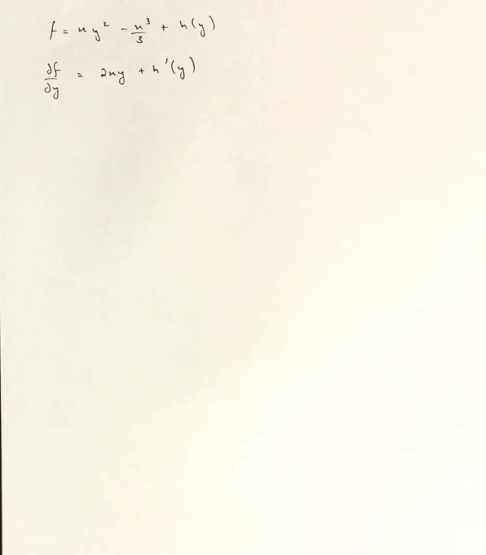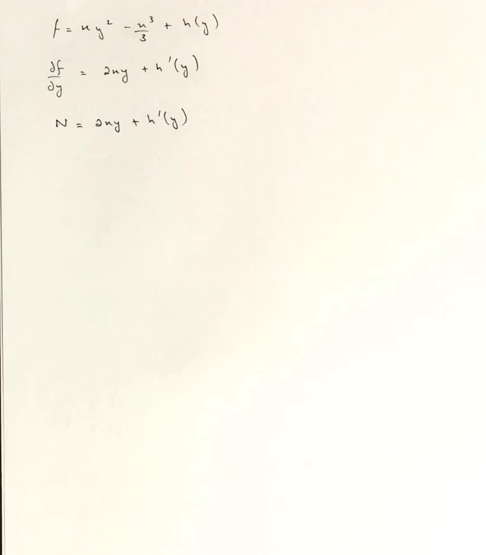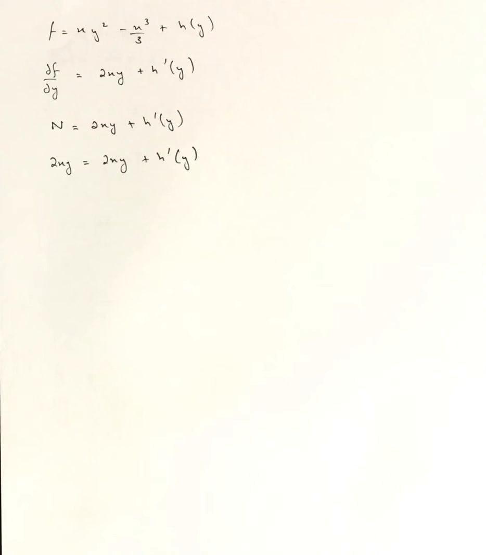Differentiating the function with respect to y, we get 2xy plus h derivative of y. Now since we know that N is equal to the partial differential of f with respect to y, we can equate N with this equation. Now we'll place the value of N in this equation. Now we can find an equation for h derivative of y. From this particular equation, we get h derivative of y is equal to 0.